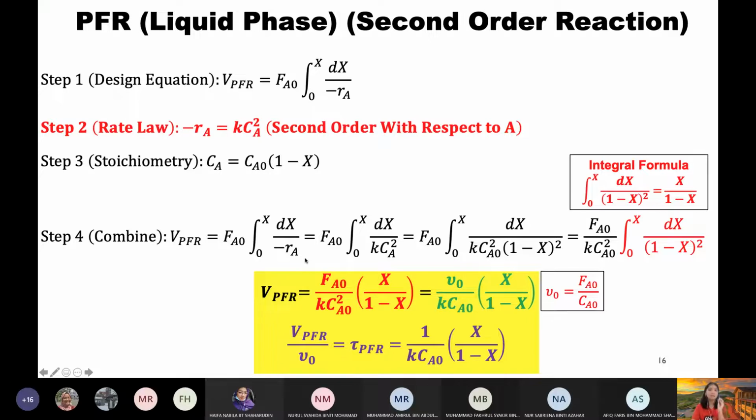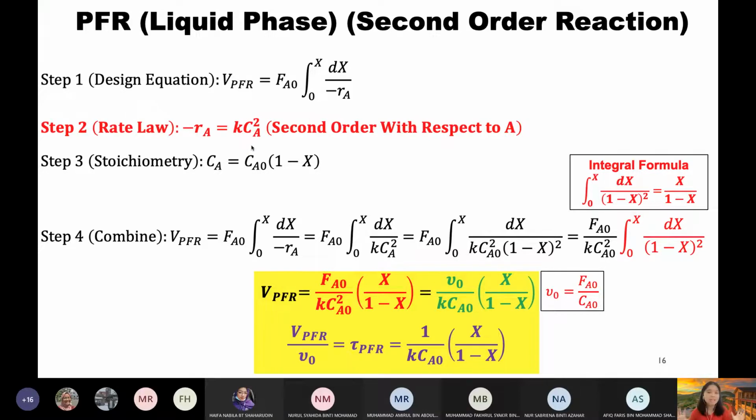It is no longer KCA. This case is we consider if your reaction is second order with respect to A. So, part ni yang kadang-kadang kamu kena faham. Kenapa kadang-kadang I told you, kalau tukar reactant, kamu kena kira balik. Sebab when you tukar reactant, rate law dia akan berubah. Okay, ataupun kalau kamu tukar suhu pun kadang-kadang dia punya reaction mechanism dah berubah.